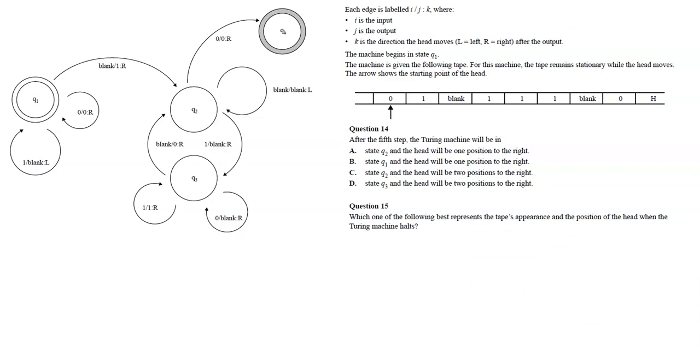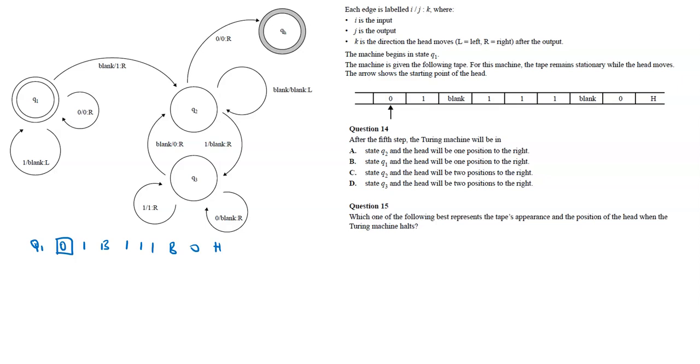Have a quick look through this question yourself, and you may even just want to give it a crack based on the technique we looked at before. Now, I'm going to rewrite this tape. We're told we're starting in state 1. We've got 0, 1, blank, 1, 1, 1, blank, 0, halting. Good to double check that. And we're starting on that first 0.